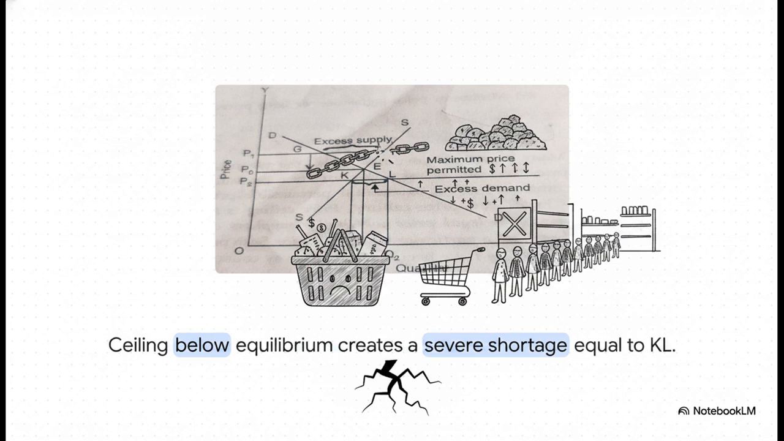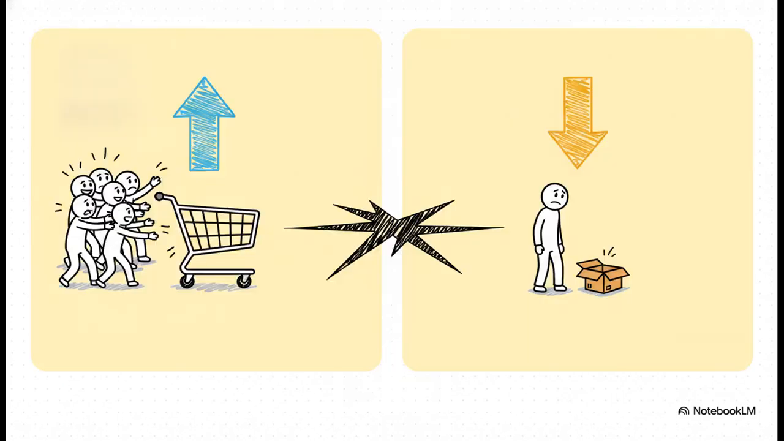The natural balance has been completely broken, and suddenly you have way more people trying to buy the product than there are products on the shelf. Imagine walking into a grocery store expecting super cheap bread, only to find the aisles just completely bare. It's basically a mathematical plot twist. Because the price is artificially low, buyers naturally want more of it, right? So the quantity demanded stretches all the way out to the right to OQ2.